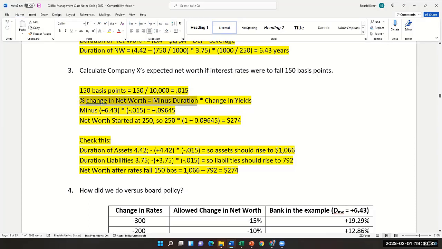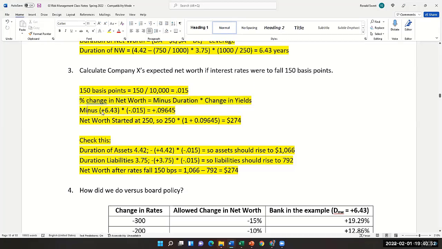You have to know this formula, not just for this class, you got to know this formula for life. Every finance major, every actual science major knows this formula. It's one of those basic formulas, kind of like the capital asset pricing model. Everybody just knows it. So the percentage change in net worth equals minus duration times the change in yields.